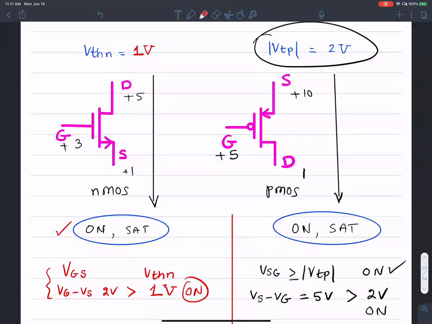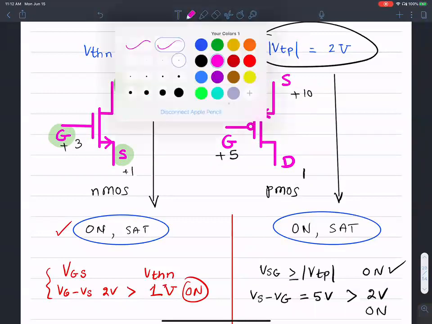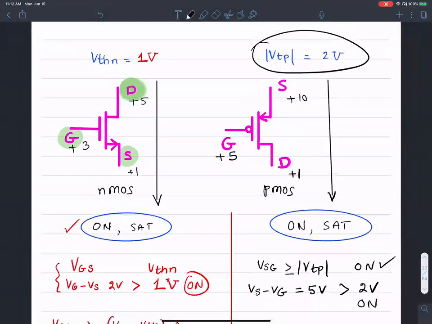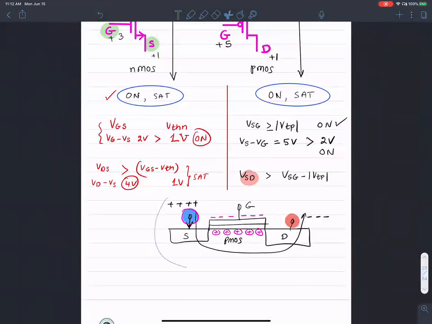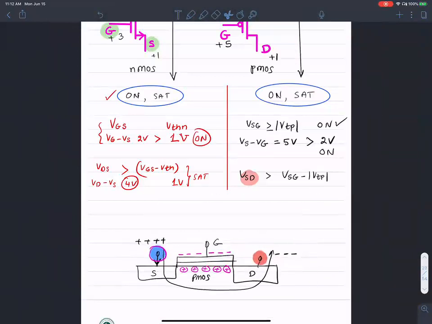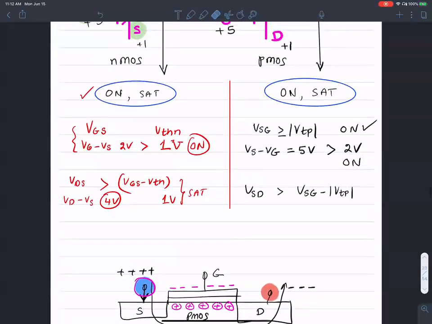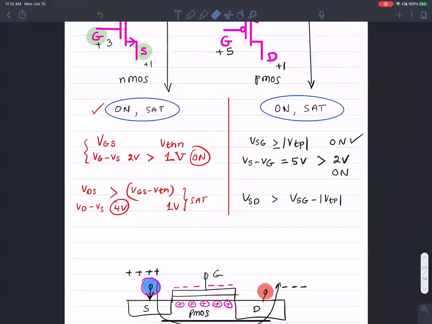For the NMOS transistor, the gate should be at a higher potential than the source, and the drain should be at a higher potential than the source. So the source is negative and the drain is relatively positive. Make sense? Okay, so VSD is greater than VSG minus the magnitude of VTP. That should be the condition for the saturation region.